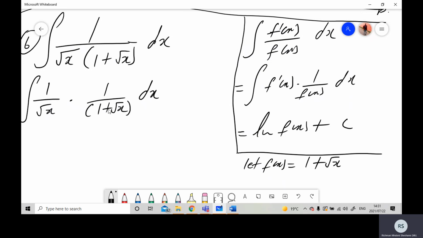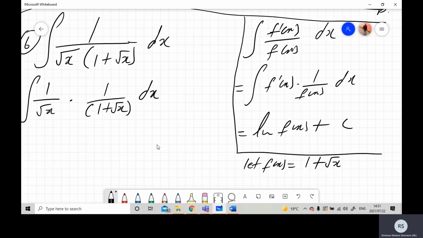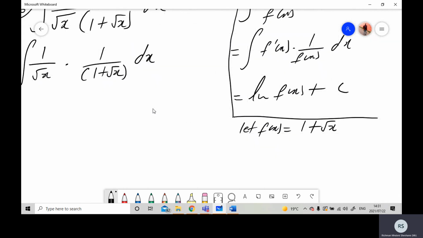So I just took my f of x. I said my f of x is 1 plus square root of x. I want to check if I have f prime here. So this f prime is the derivative of 1, which is 0, and the derivative of square root of x, which is going to be 1 over 2 square root of x. You can check the derivative of x to the power of half. You take this half down, and then half minus 1 is going to be minus half. So this minus half will go to the denominator to the power of half, which is square root of x in the denominator.